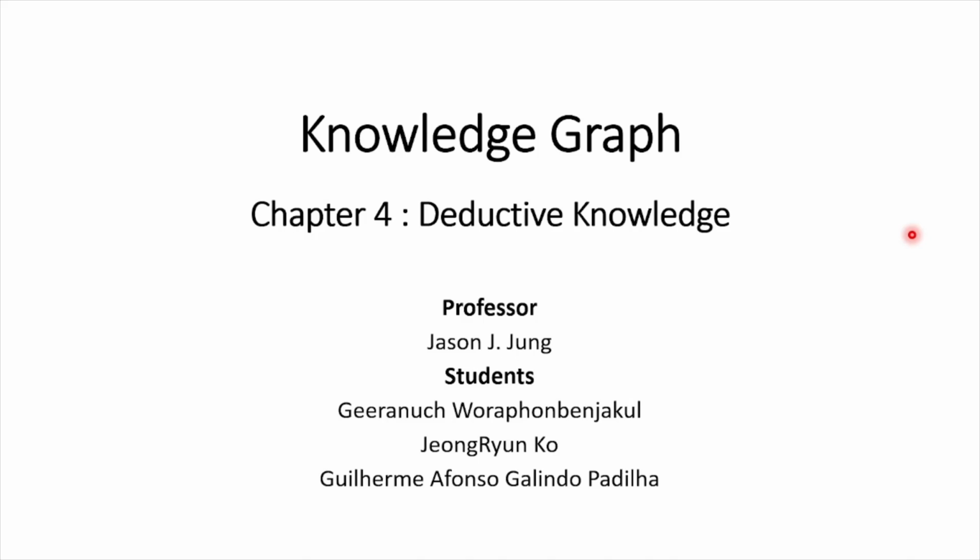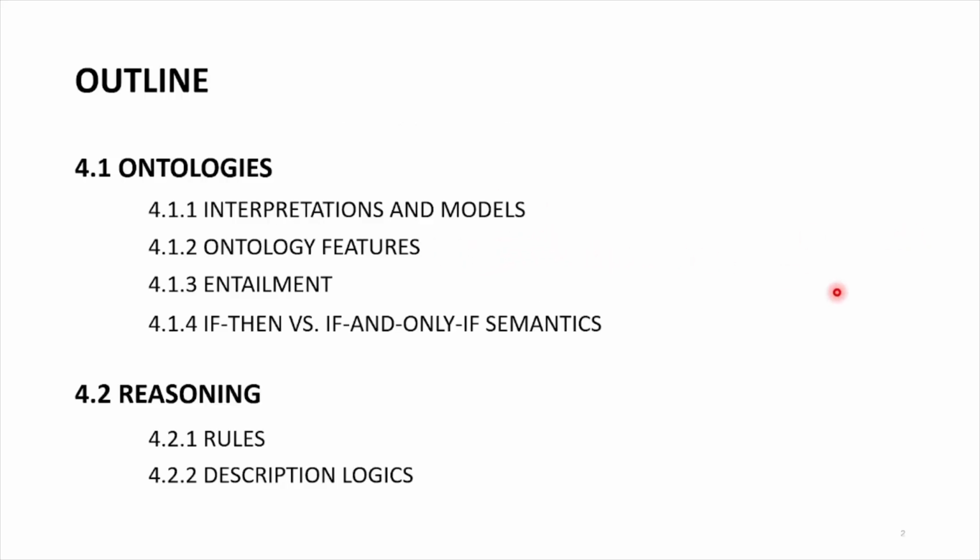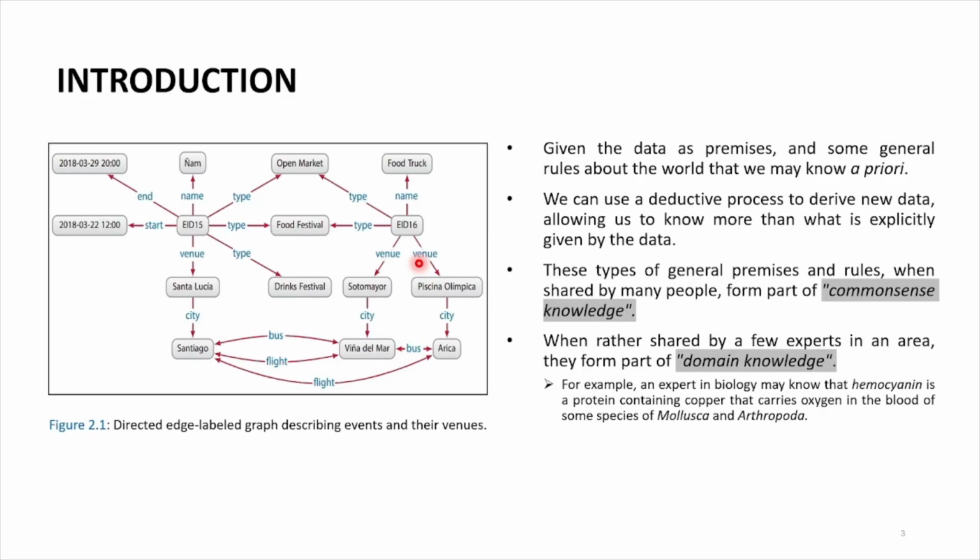Today, our group will present the Knowledge Graph, Chapter 4, Deductive Knowledge. There are two main sections in this chapter, which are ontologies and reasoning. We divided into three parts, and I'm going to present the first part of this chapter, which is the interpretations and models and the ontology features. Let's start with the introduction.